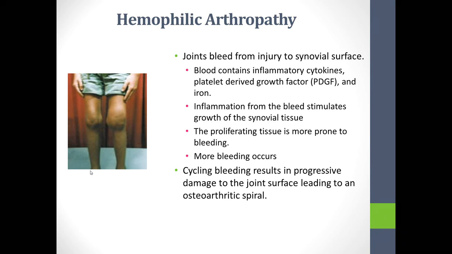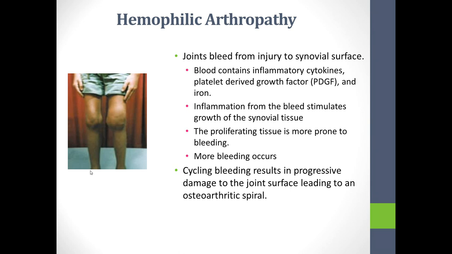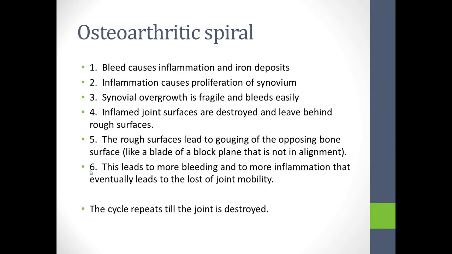The synovial tissue proliferates, but proliferates in a way that causes it to be fragile and much more prone to bleeding. So you start bleeding with less and less provocation. That cycling bleeding causes more and more inflammation, eventually causing scarring of the joint surface and an osteoarthritic spiral. So the spiral goes like this. The bleeding causes inflammation and iron deposits.